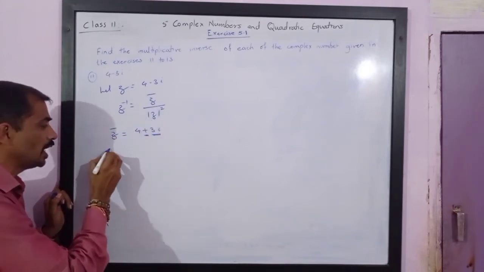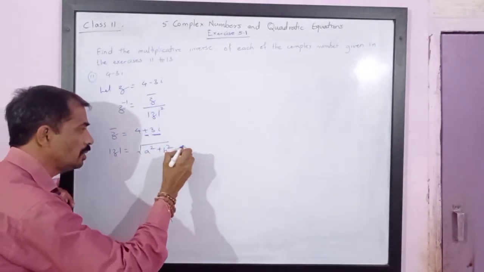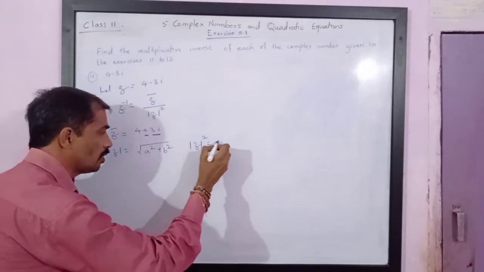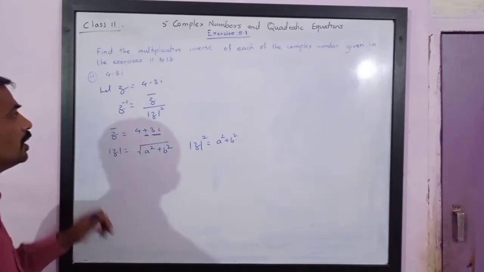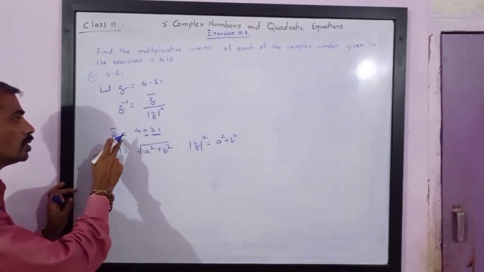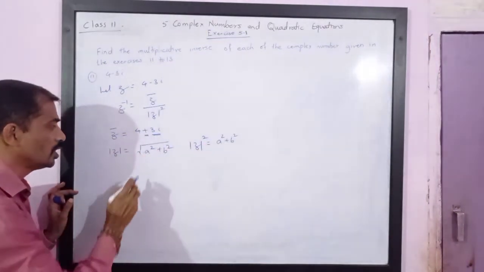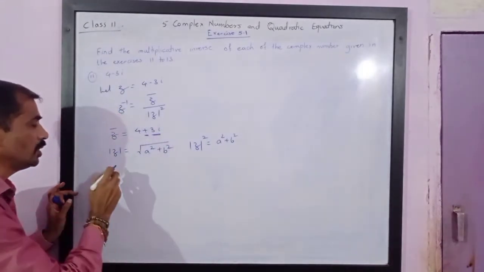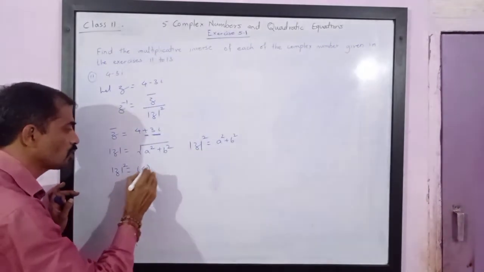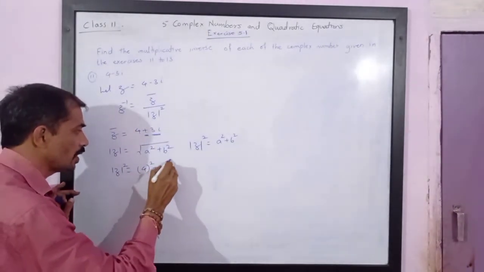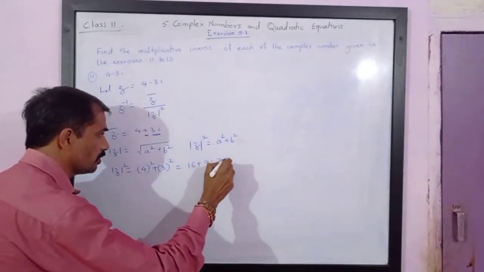Now modulus of z. Modulus of z is equal to root of a square plus b square. It means modulus of z square is equal to a square plus b square. So here, a is 4 and b is 3. So in this problem modulus of z bracket square is equal to 4 square plus 3 square. So this is equal to 16 plus 9, that is equal to 25.